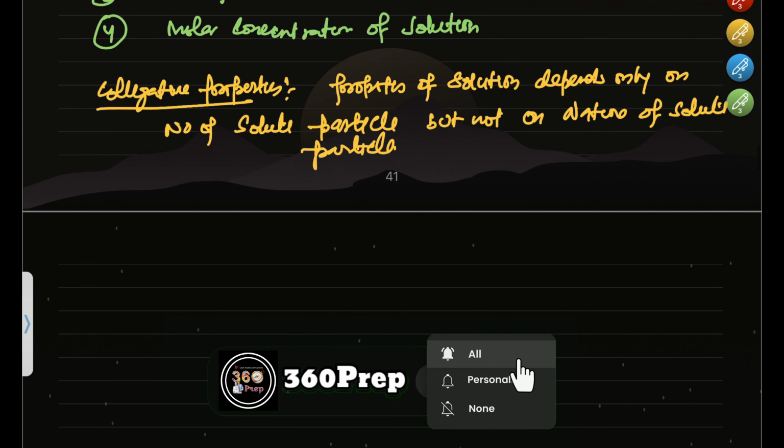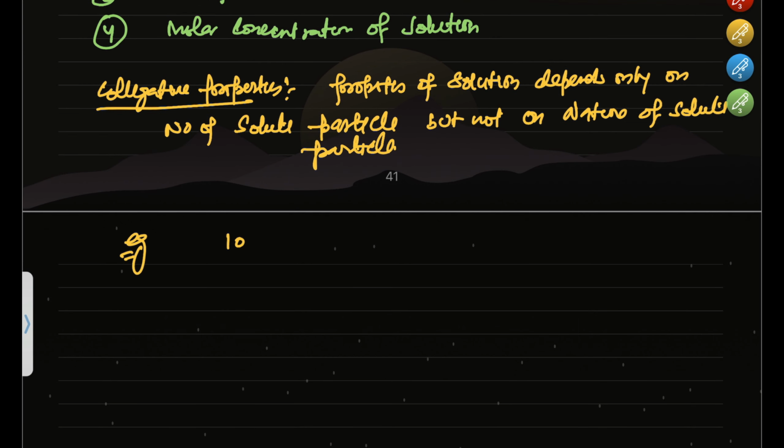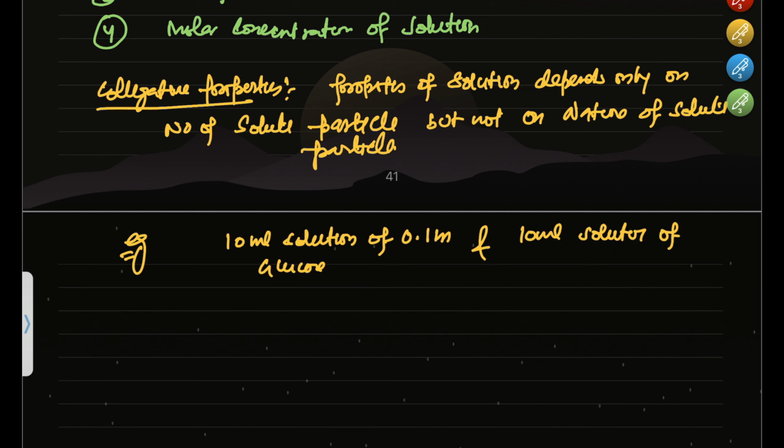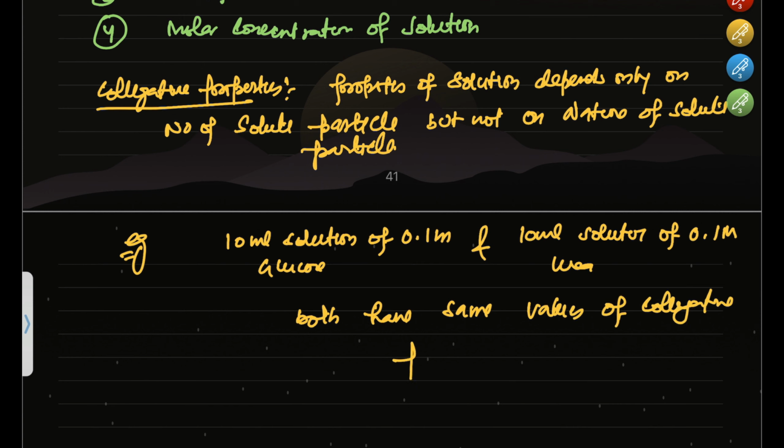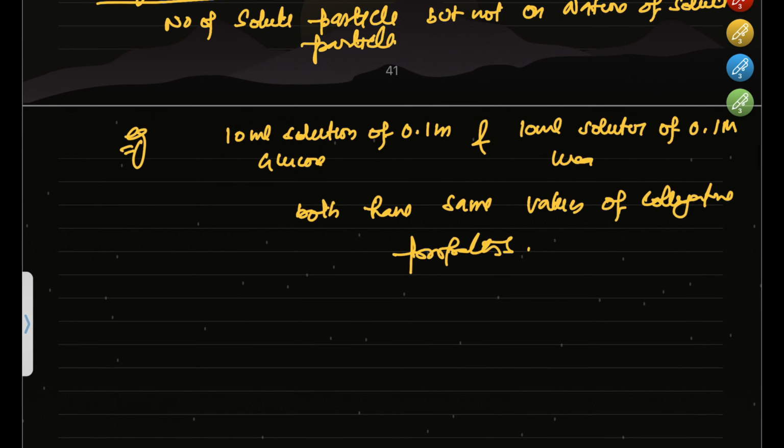For example, a 10 ml solution of 0.1 molar glucose and a 10 ml solution of 0.1 molar urea both have the same values of colligative properties. Okay.